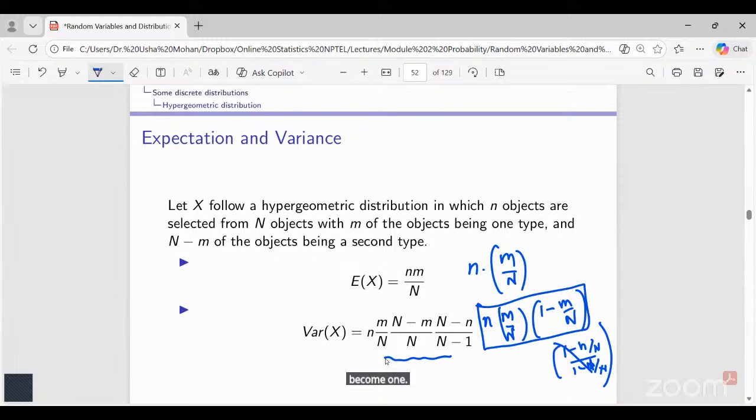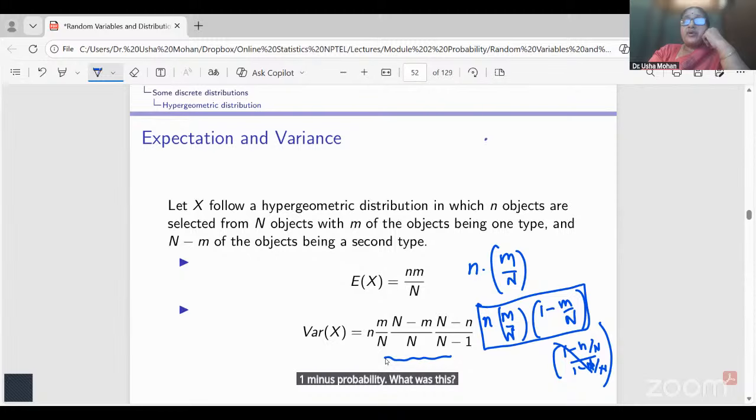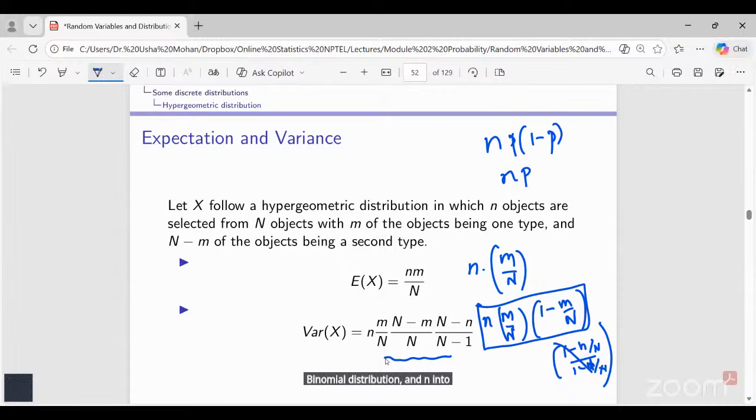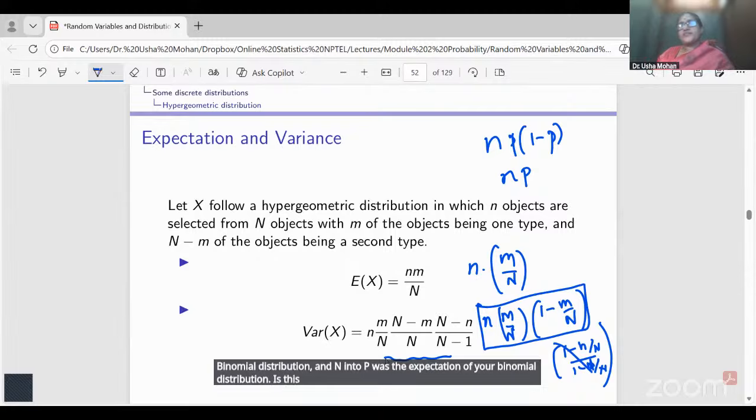N into p and 1 minus p. What was this? It was the variance of your binomial distribution, and n into p was the expectation of your binomial distribution. Is this clear?